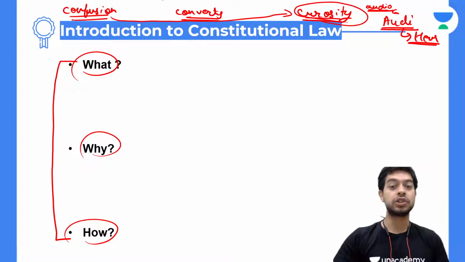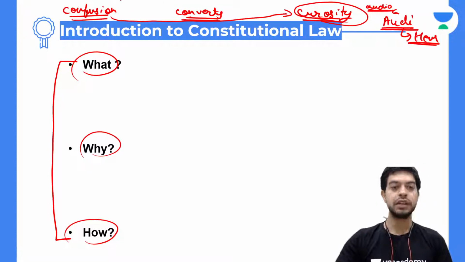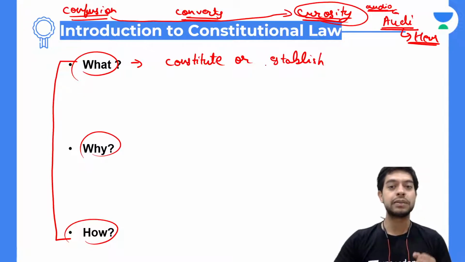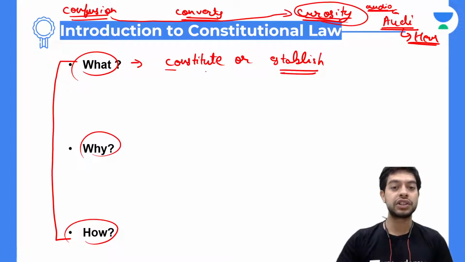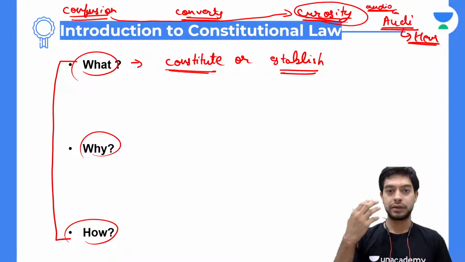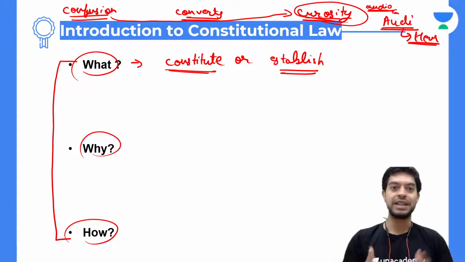Similarly, constitution. What does constitution mean? It literally means to constitute or to establish. So a constitution is a document that establishes a particular state or that constitutes a particular state. Constitute मतलब बनाना. Constitute मतलब बनाना. Obviously, like a human body is constituted of a nose, two eyes, a face, neck.